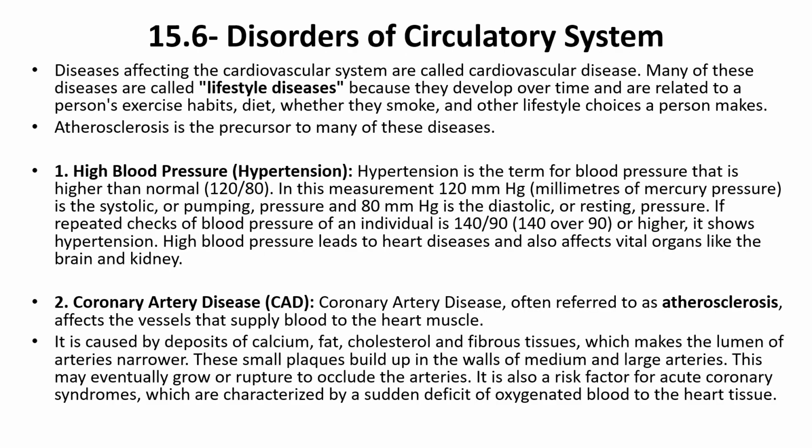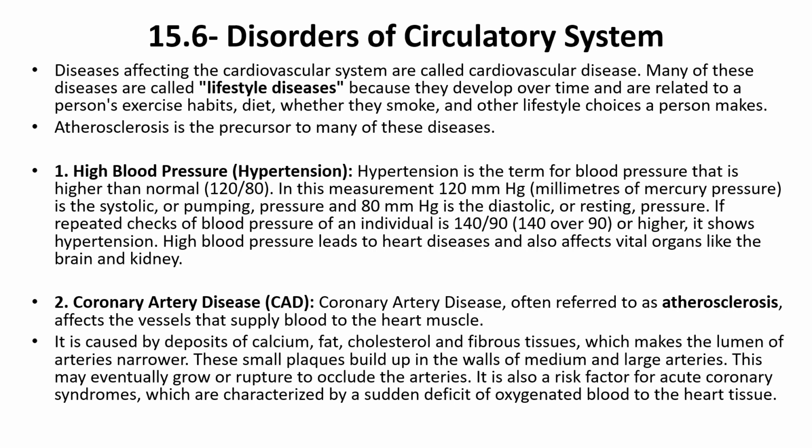Now we will see disorders of the circulatory system. These are lifestyle diseases that depend on the person's habits, diet, smoking, or any other history of addiction. First is coronary artery disease, referred to as atherosclerosis. Atherosclerosis means thickening of the artery because of the deposition of calcium, fat, cholesterol, and fibrous tissue. Because of that, the lumen of the artery is narrowed, and then there is a deficiency of oxygen to the heart tissues. So it is a risk factor for acute coronary syndrome.